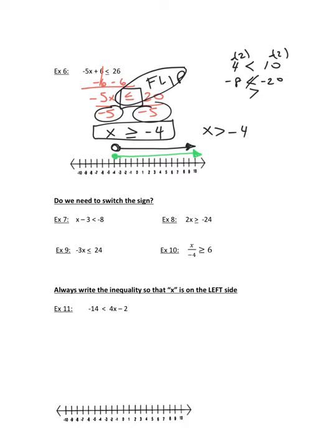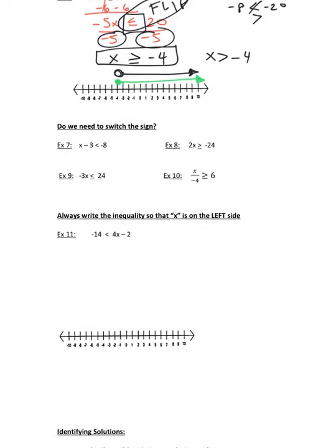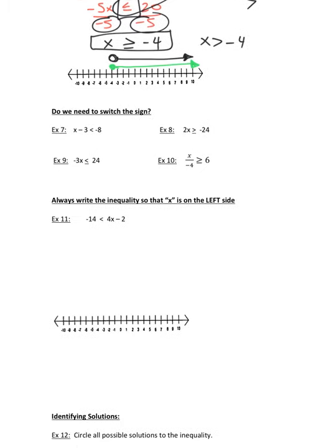So just looking at examples 7 through 10, you should be able to take a look through and predict, would you have to switch that sign? Would you have to flip that inequality symbol if you were to solve? So without solving them, if you look at example 7, mentally you just go through and say, well, I would add 3. So no, I would not have to switch the inequality symbol. I wouldn't have to flip it.